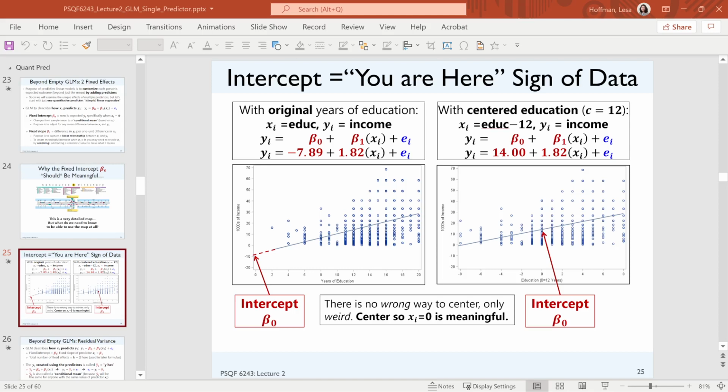So I centered education by subtracting 12 to create a new column that then becomes the predictor variable in my analysis. That way the intercept refers to somebody with a high school degree as my "you are here" sign. And then we can talk about what happens as you increase in education beyond that or decrease below that. So yes, that's one thing we talked about.